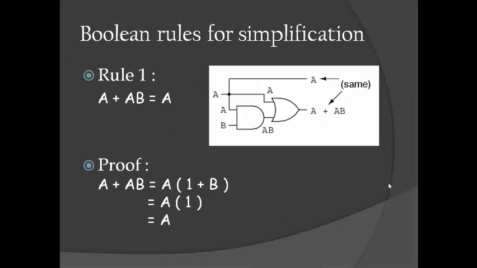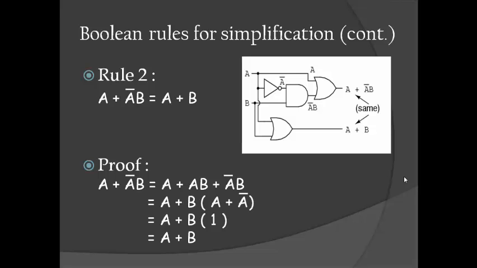Now we move on to the Boolean rules for simplification. Rule 1 states that A OR (A AND B) is equal to A. To prove this, first we factorize A out of the equation and we will get A AND (1 OR B). And we know that 1 OR B is equal to 1. So we end up with A AND 1, which is equivalent to A.